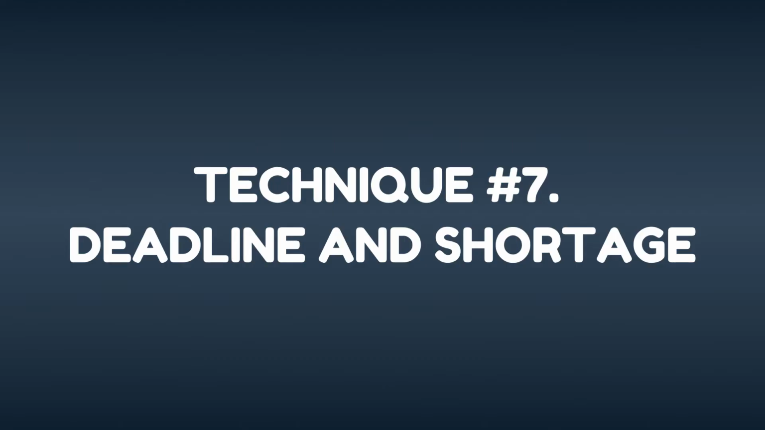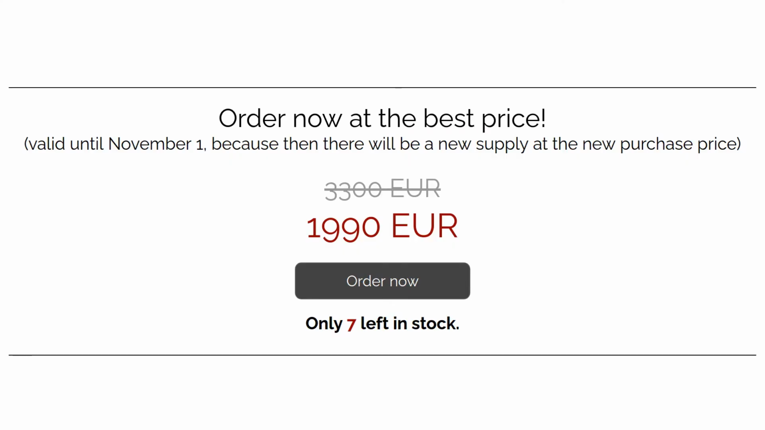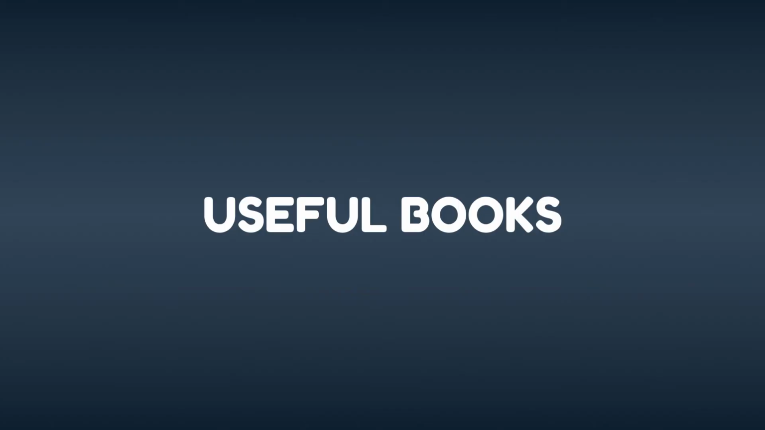Technique number 7. Deadline and shortage. A deadline is a time limit. A shortage is a limitation in quantity. The use of these mechanisms motivates people to act more decisively. At the same time, it is desirable to show audience the rationale for their restrictions, because that inspires more trust. For example, if we are talking about a deadline, it must have some external reason. Let's say the price is valid only until November the 1st, because then there will be a new supply at a higher purchase price.